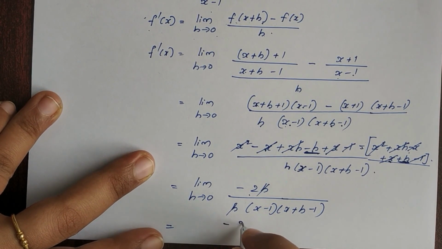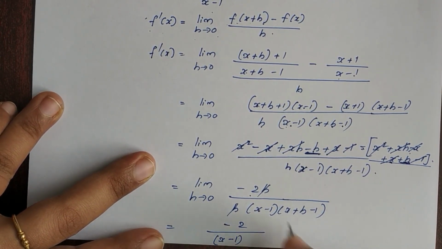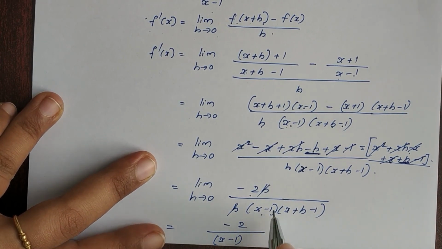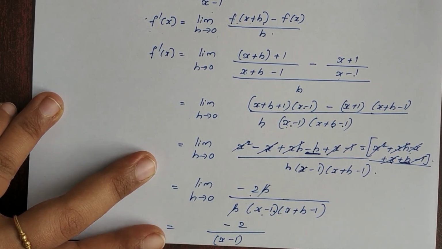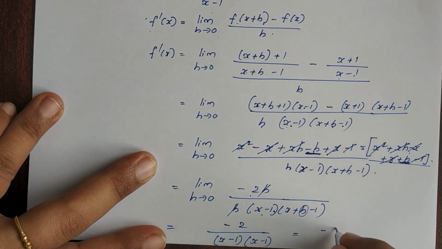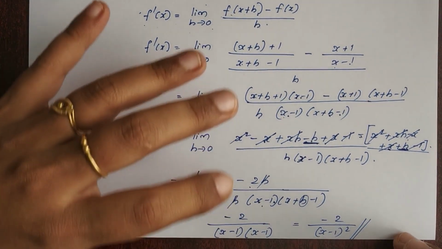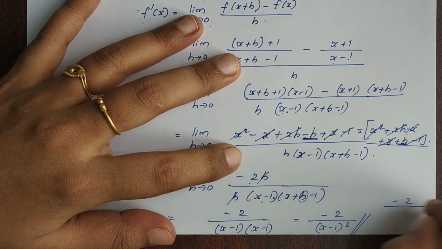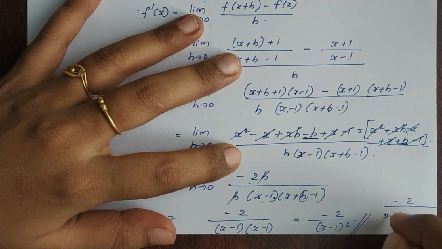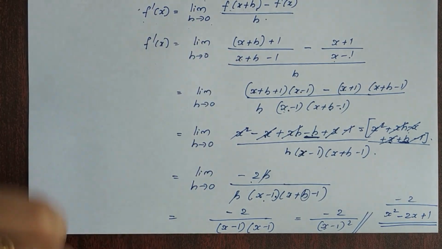At this step, applying the limit, we get minus 2 divided by x minus 1, because we have x minus 1 and the constant. When h tends to 0, then x plus h minus 1 becomes x minus 1. So that is equal to minus 2 divided by x minus 1 the whole square. So this is the answer. Okay, in the textbook the answer is minus 2 divided by x minus 1 the whole square; expanded, it is x square minus 2x plus 1. Both are the same.